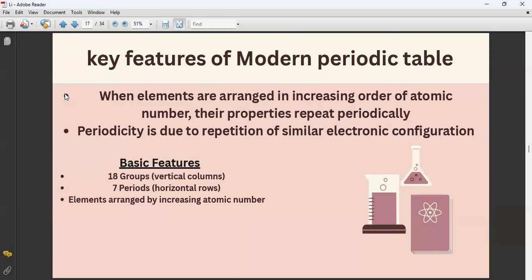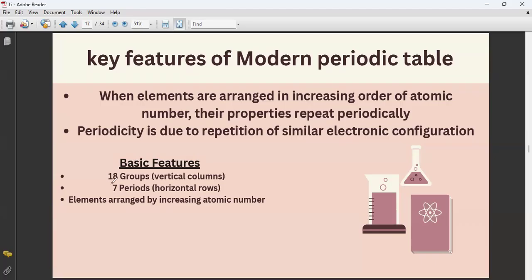Now, key features of the modern periodic table. When elements are arranged in the increasing order of their atomic number, their properties repeat periodically, and periodically means a repeat of similar electronic configuration. It means that when we arrange the elements in increasing order, after some time we'll see that due to similar electronic configuration, similar chemical properties and similar structure, the elements will start showing similar properties and will start repeating again.